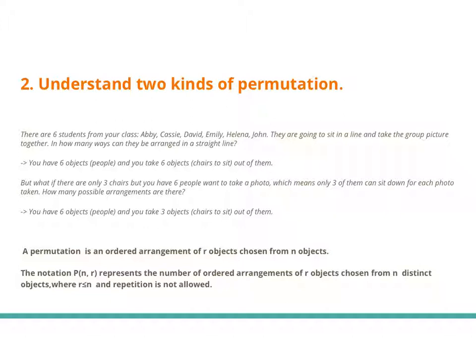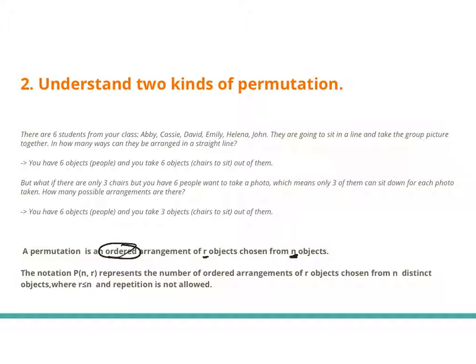So now we are going to give a name to this kind of problem, that is a permutation problem. The definition of permutation is, a permutation is an ordered, let's put some emphasis here, an ordered arrangement of R objects chosen from N. So the N and R are not necessarily equal.